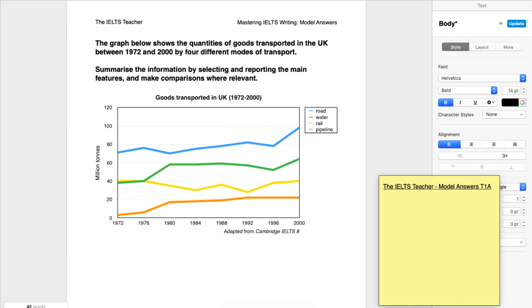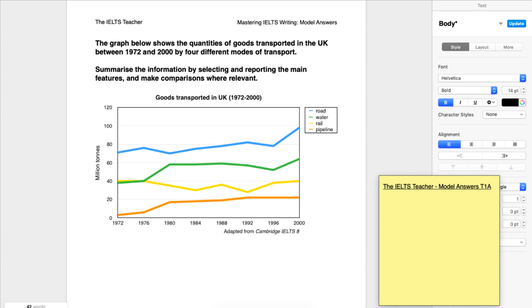Hello everybody and welcome to this course on Band 9 model answers for writing task 1 of the academic module of IELTS. So we're going to be looking in this course at a wide range of tasks for writing task 1, looking at charts and tables and graphs and maps and processes. And we're dividing all of these out across 6 sections.